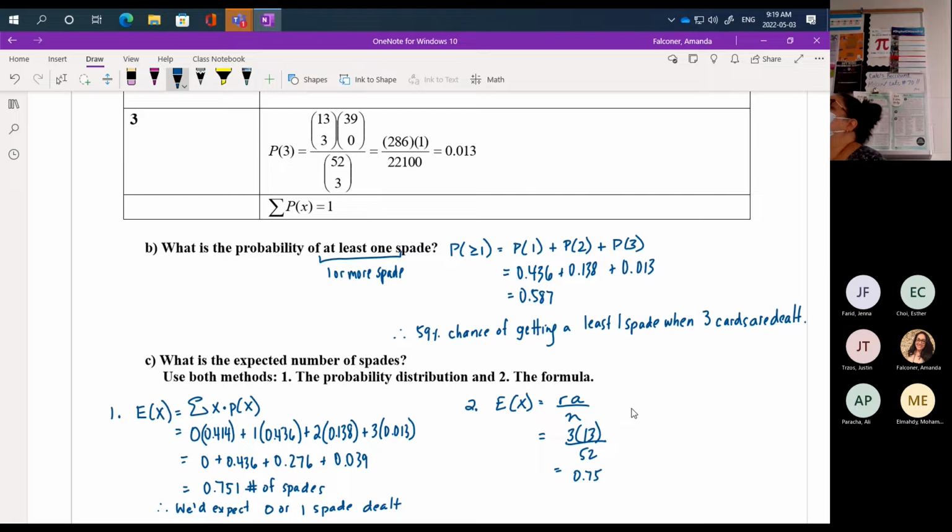Any questions on that? Yep. Yeah, you can use the washroom.